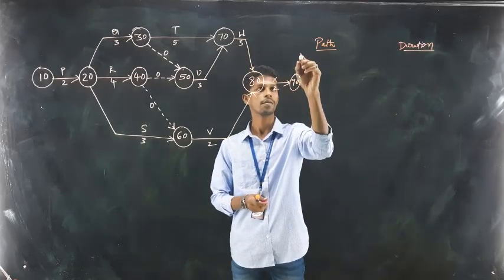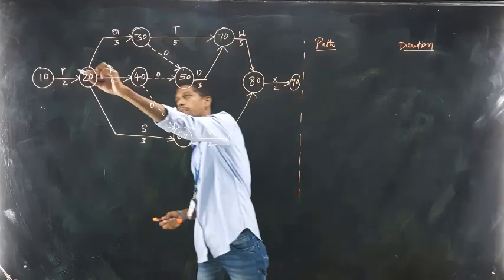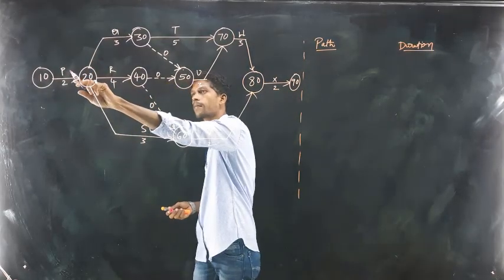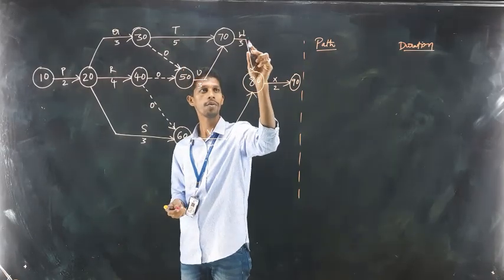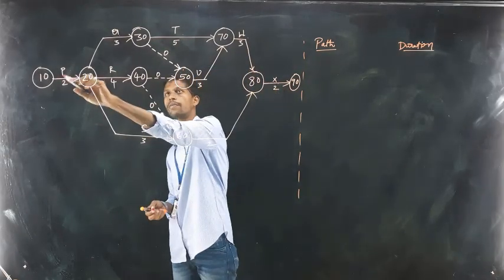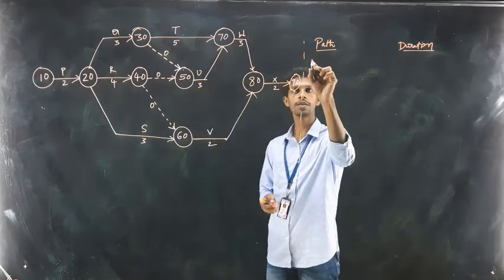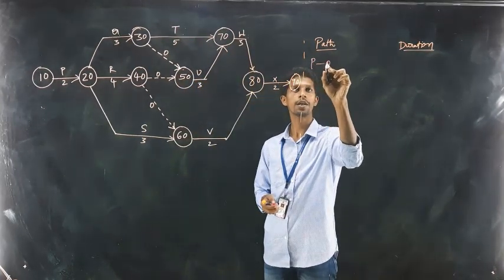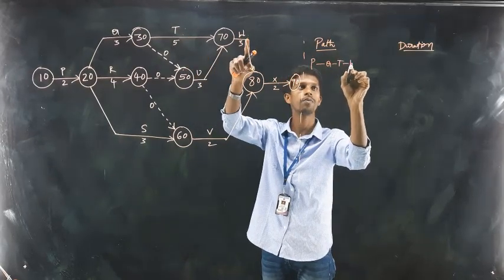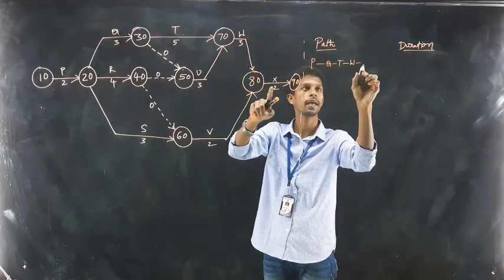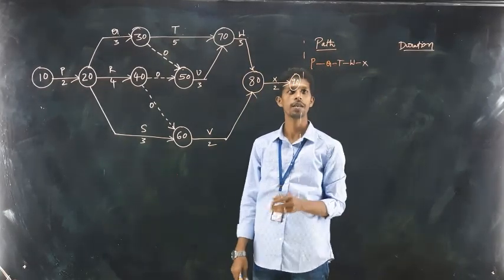The first path is P Q T W X. That is, P followed by Q, followed by T, followed by W, followed by X. This is the first path.